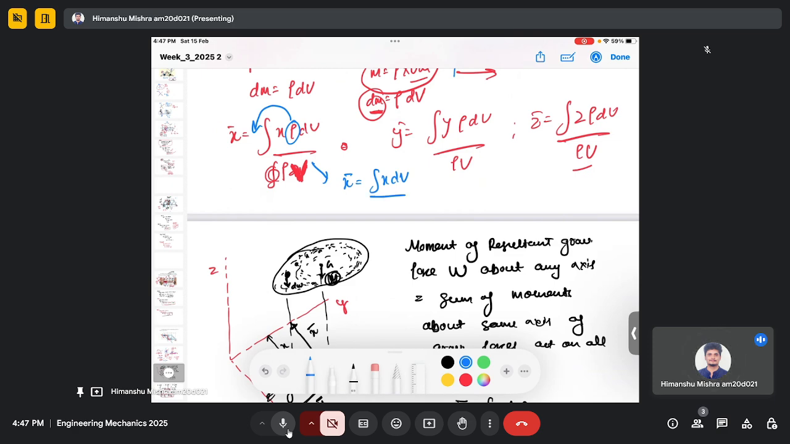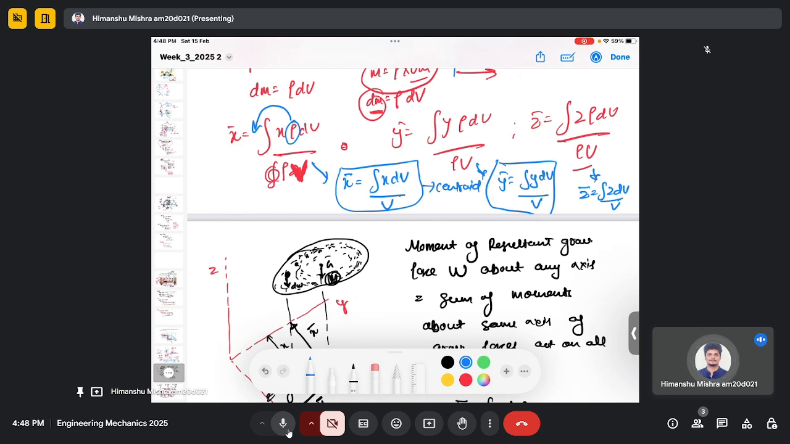x dv divided by v. Similarly, this will become y dv divided by v, and this will be z dv divided by v. So you can see now this expression is a function of geometry only. It is not a function of density, mass, gravity. It is only a function of geometry. And this is called centroid, the location of centroid, which is the geometric property, not a property of the body like mass, density. It's only a geometric property which is called the centroid.